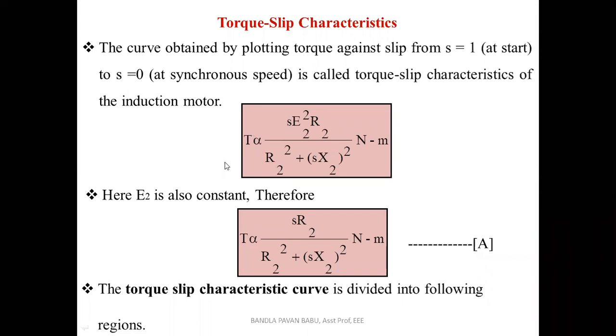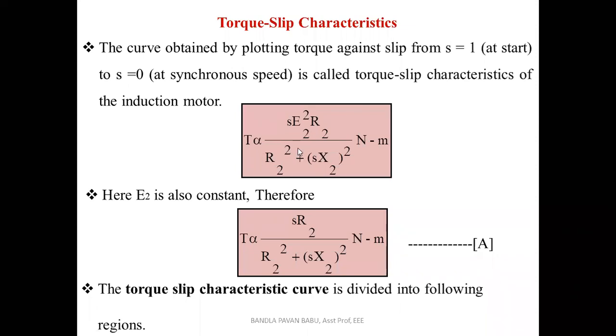Earlier we derived this equation: torque is proportional to s into E2 square R2 by R2 square plus s into X2 whole square, and the units are Newton meters. This equation was derived in the previous session. Considering this equation, we are going to find out the performance.